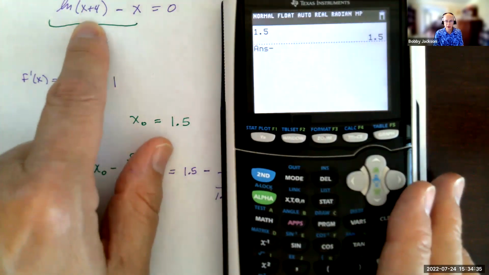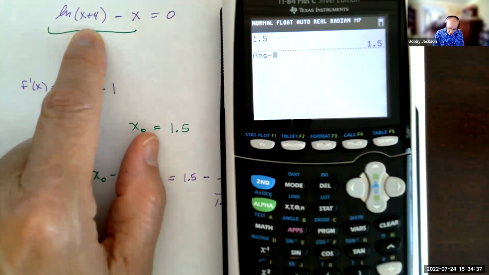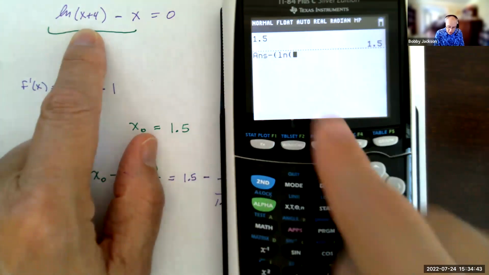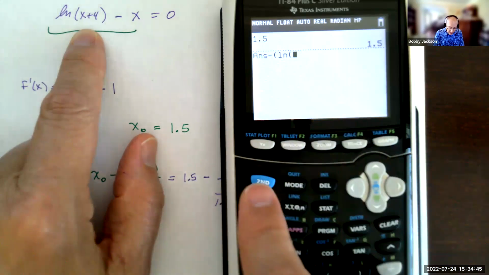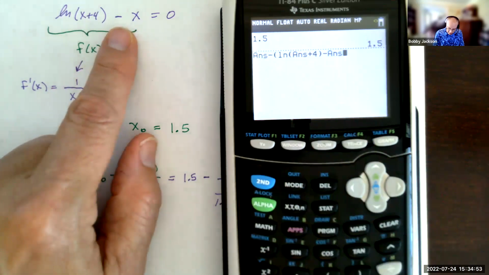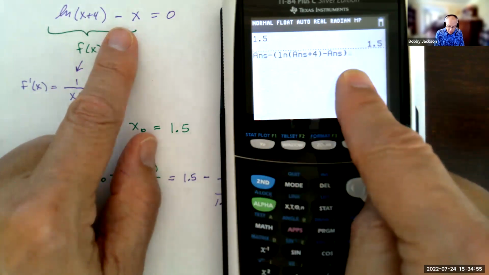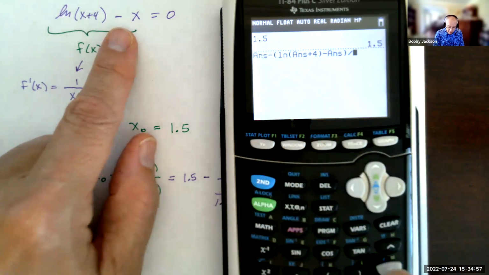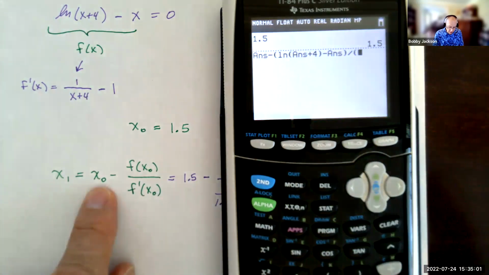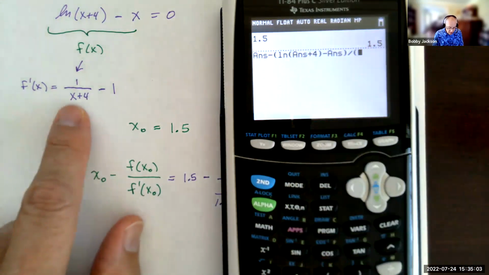Remember, here's our function. So this is going to be in parentheses, the natural log of x, which is answer, plus 4, minus x, which is answer. So that's my numerator, in parentheses, divided by the derivative evaluated at x sub 0, which again is answer.